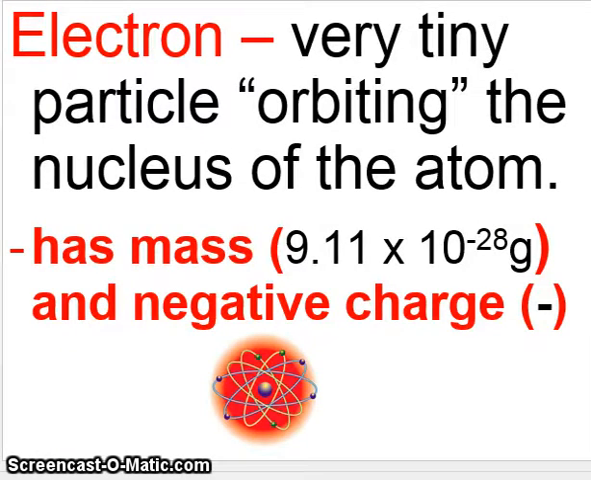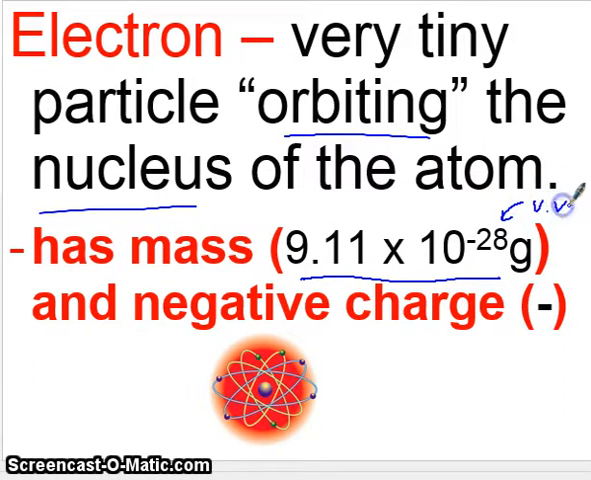Okay, let's go ahead and go into the details of what an atom is made of. So we'll first define an electron. An electron is the smallest part of an atom. It's a very tiny particle. It can be said to be orbiting, or going around, the nucleus, which we'll define as well. The electron's mass is extremely tiny, 9.11 times 10 to the negative 28. Negative 28 is very, very small. This is a very tiny number. It also has an electrical charge, and its charge is negative.